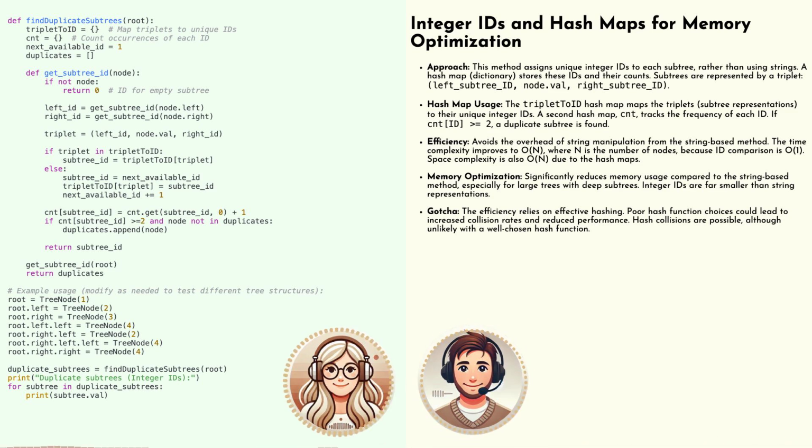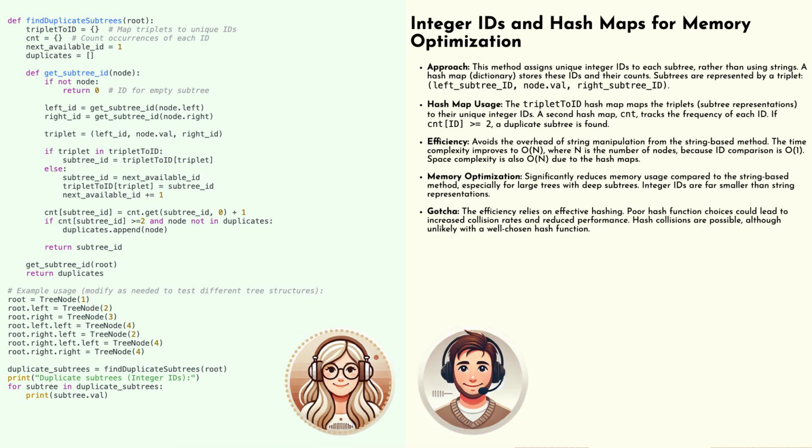That's an interesting idea. But the question is, how do we assign these IDs in a way that guarantees identical subtrees will get the same ID? What if we use a triplet system? So each subtree's ID is based on three things: The ID of its left subtree, the value of its root node, and the ID of its right subtree.